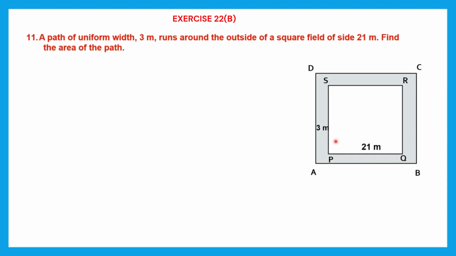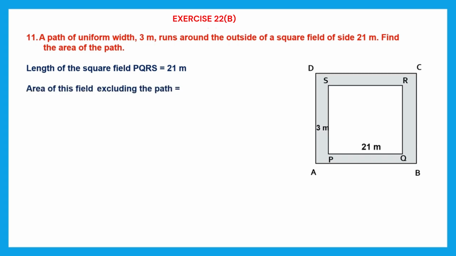So first we have to find the area of this square excluding the path. Then we have to find the area of this square including the path. Then when we subtract both, we will get the area of the path. So let's begin by saying length of the square field PQRS is 21 meters.